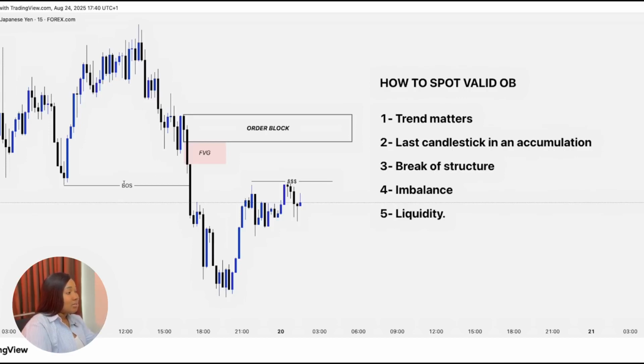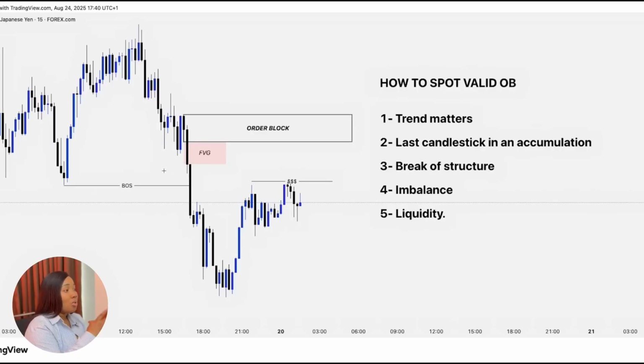So have it in mind that before you even start looking for your order block candlestick, you must have pointed out a break of structure. Because once you see a break of structure, the next question is, what caused the break of structure? The impulsive move that cleared the structure, where is it coming from?